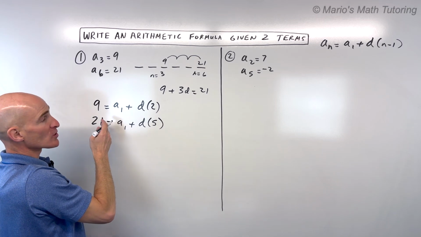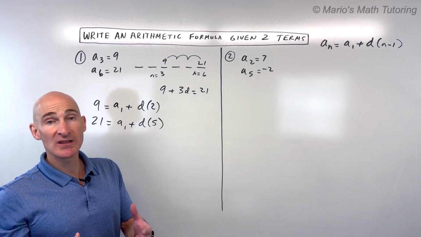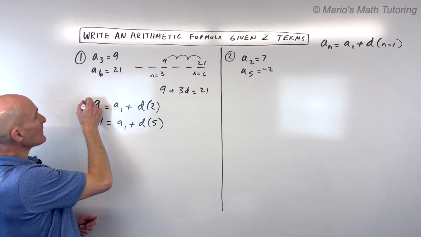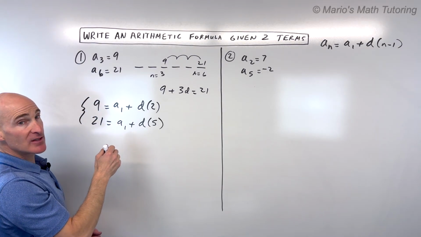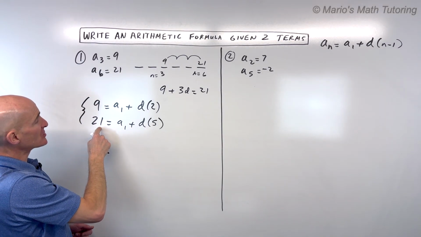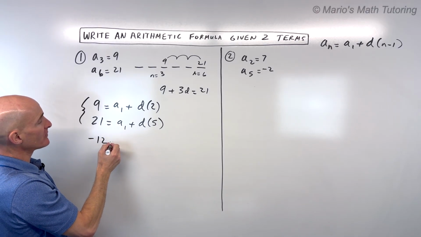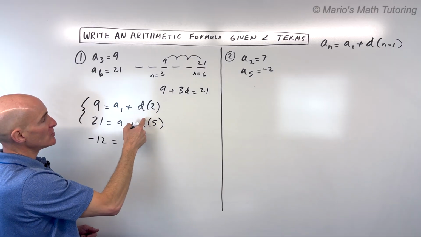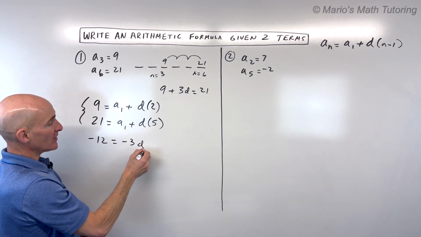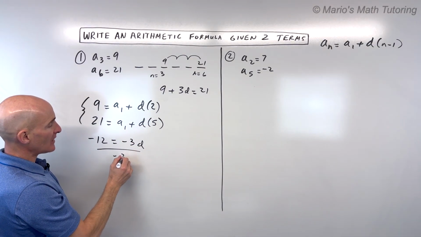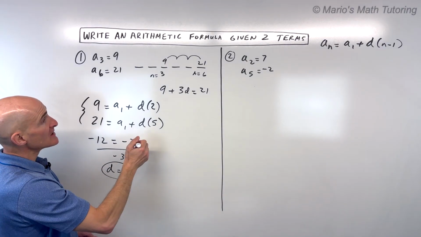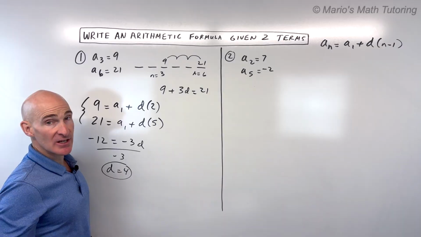So now we're going to solve for a1 and d just using the substitution or elimination method. We could subtract these equations. We could say 9 minus 21 is negative 12. a1 minus a1 is 0. Those cancel. 2d minus 5d is negative 3d. Then if I divide both sides by negative 3, you can see that our common difference is equal to 4. Same thing over here. If you were to do that, you would get d equals 4.